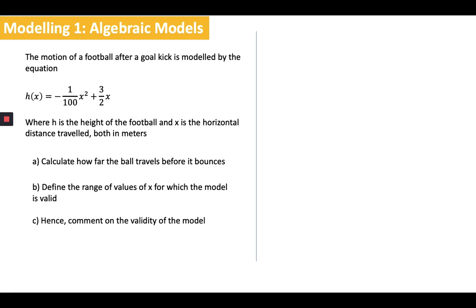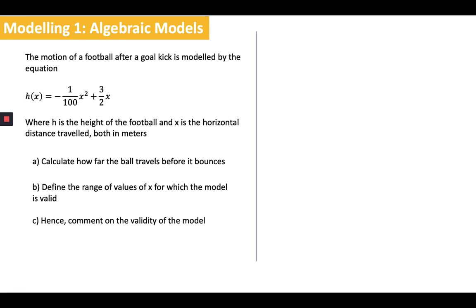I want to comment on the validity of the model. Now, for part A, a really important thing is that we need to think about what this question is asking us in the context of the model. I'm being asked how far the ball travels before it bounces, so I need to think about which one of my inputs may be at a specific point, and what I know about when it bounces.